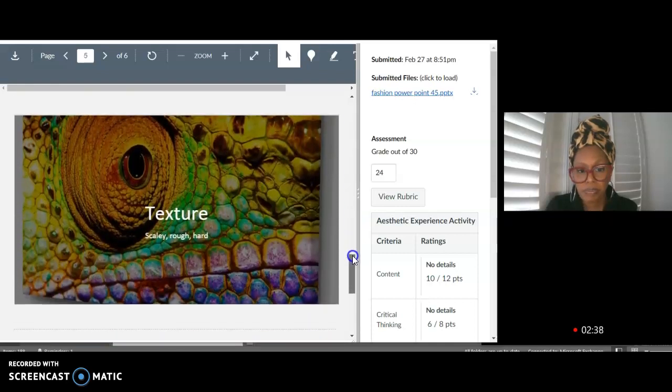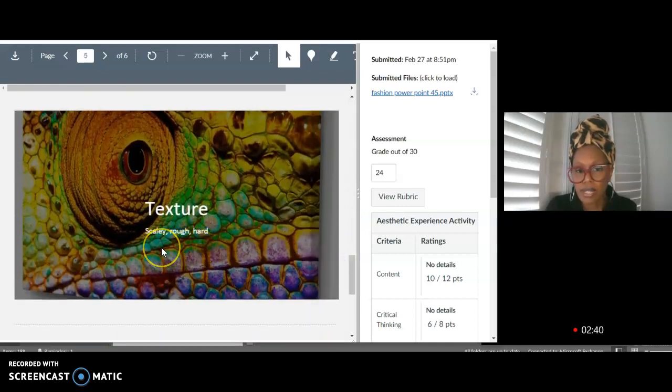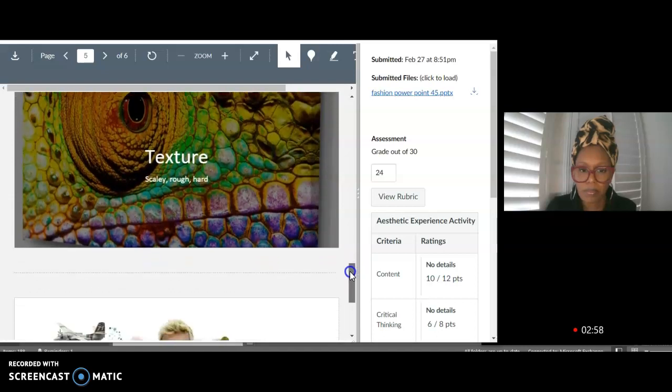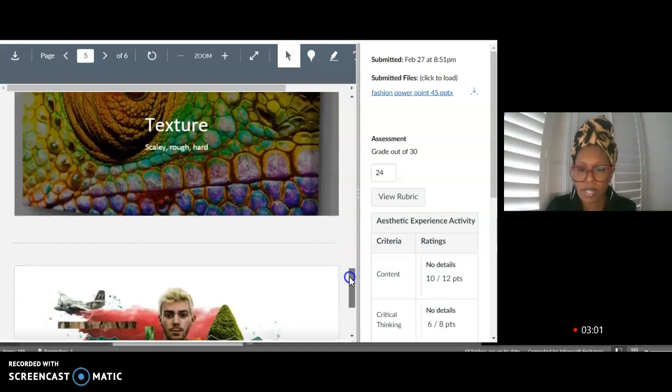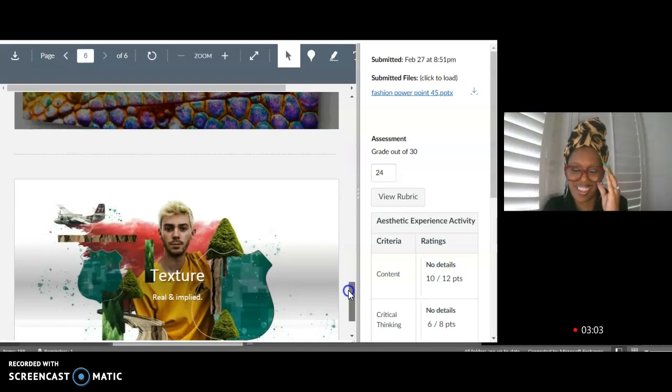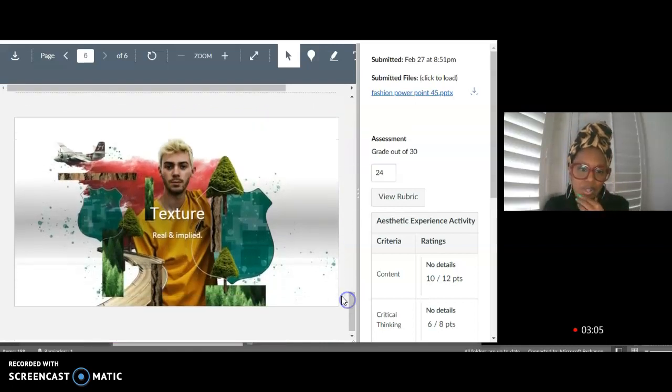Again, I did ask for something scaly. So an apparel item would have been great. I understand the coloration is really good on this gecko or chameleon, whichever. I don't know which one it is, but for scaly, I was looking for something not found in nature, even though I told you to use nature and everything else. And for texture, real and implied, yeah, the texture in this is just because it's layers upon layers upon layers.